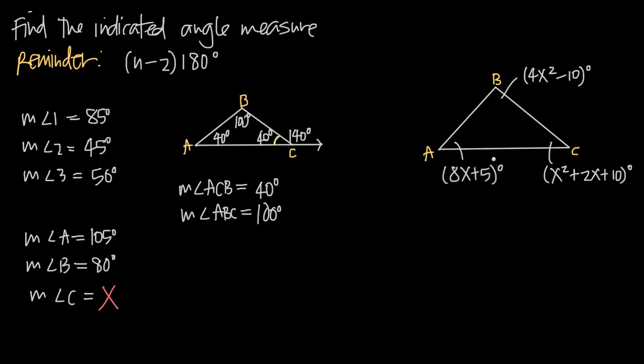And we can even apply this to triangles where we haven't been given any of the interior angles in degrees, but instead we've been given the angle measures as algebraic expressions. So again, I have triangle ABC.